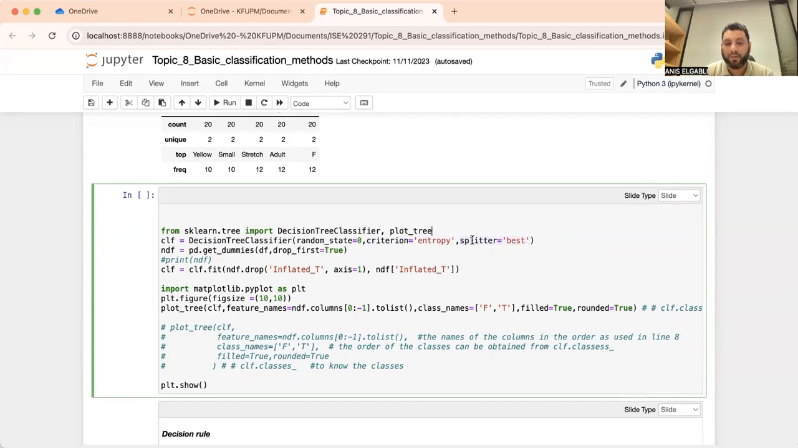Splitter is equal to best. We will choose the feature that minimizes the entropy, that achieves the lowest conditional entropy or highest information gain. Okay, random state is equal to 0. This is just for reproducibility. Every time we run the cell, we need to reproduce the same results, because if you have 2 features, they lead to the same reduction. If you run this cell again and again, every time you may have different trees, because at a given level they are equally likely.